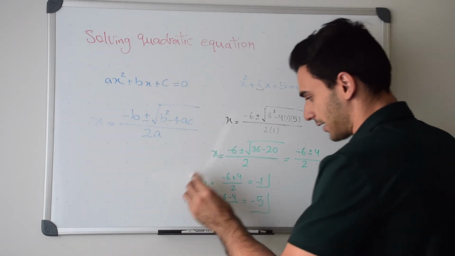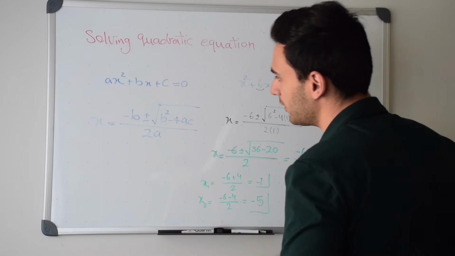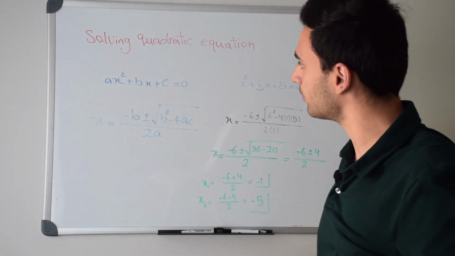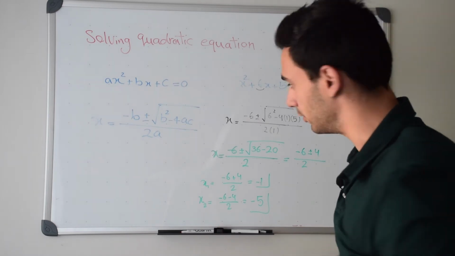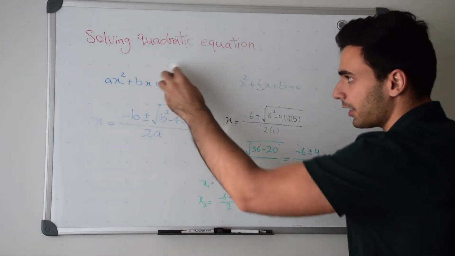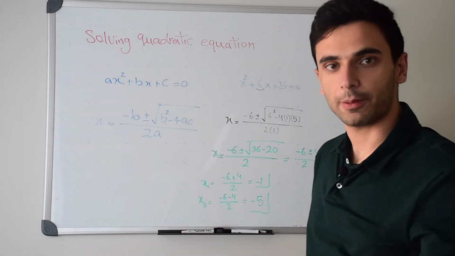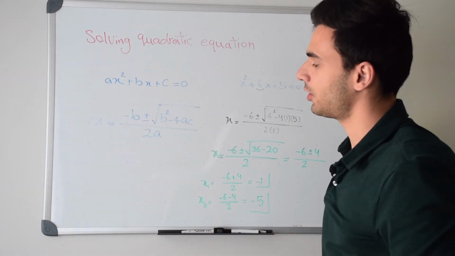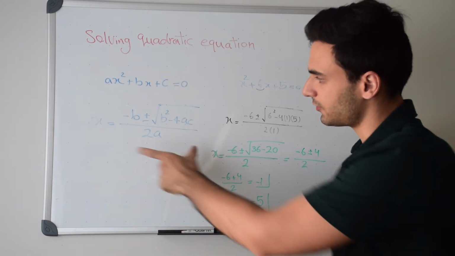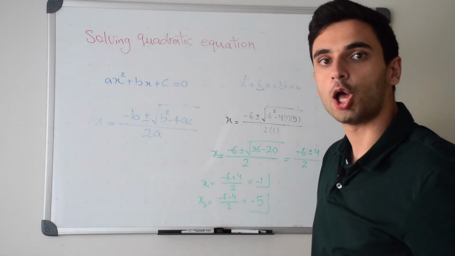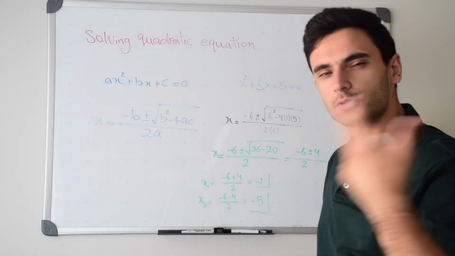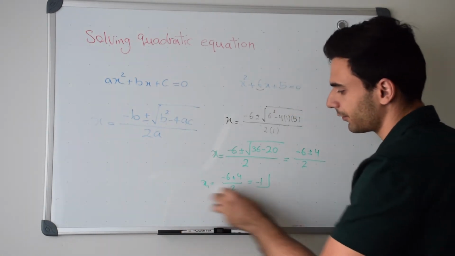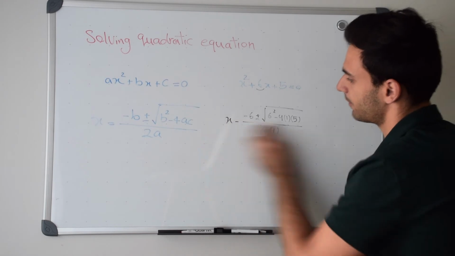Now you might ask a question. Where did this come from? Right? Where did this come from? I'm going to tell you. The reason I started by explaining completing the square and then this formula is that this formula actually comes from the solution we have for completing the square. How? Let's check it out.